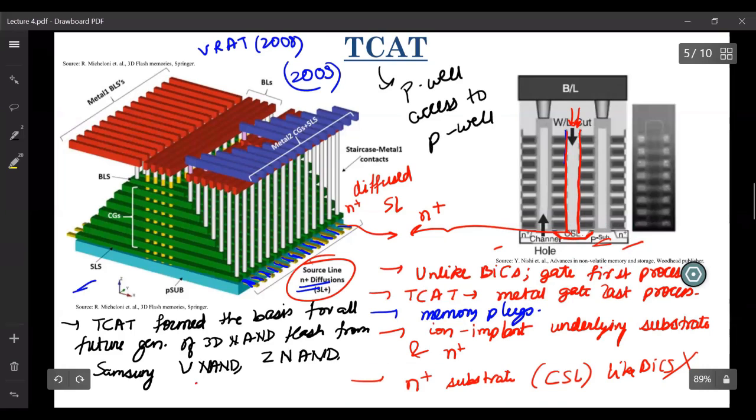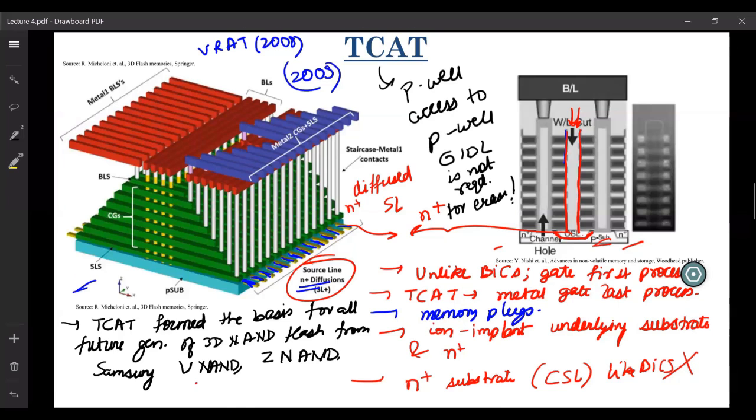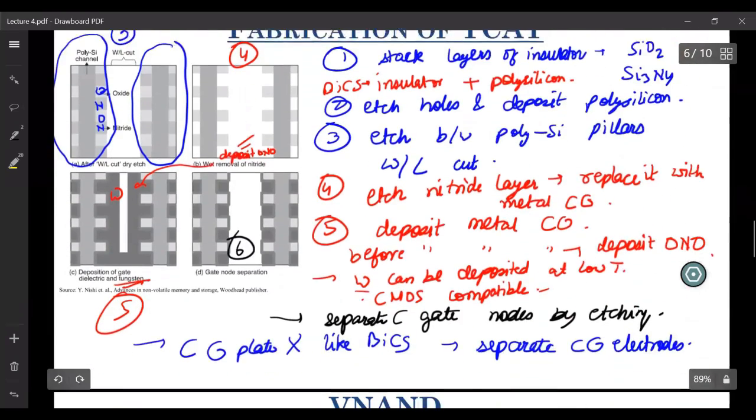Just because you have access to P well, what advantage does this give you? It gives you the advantage that you can perform erase similar to what was done in CTE memories. So GIDL is not required for erase. That is the advantage that this TCAT structure gives. There are other advantages as well, which we'll discuss.